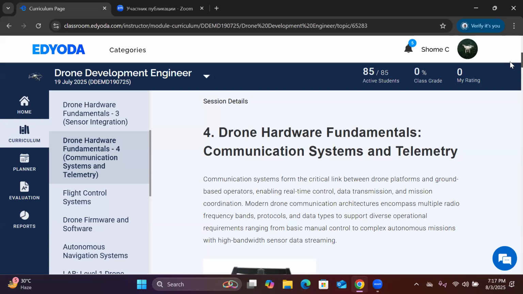Then further tuning in the software code, or further tuning in the hardware module, the RF communication, or the antenna, all these things need to be taken care of. Okay.